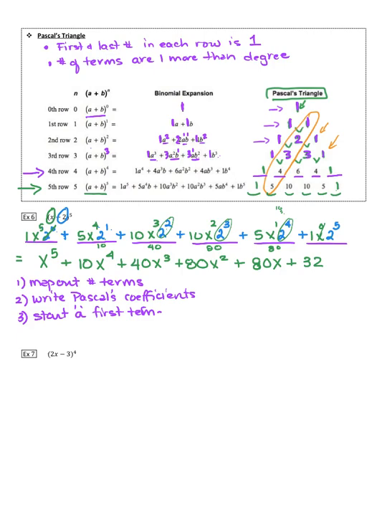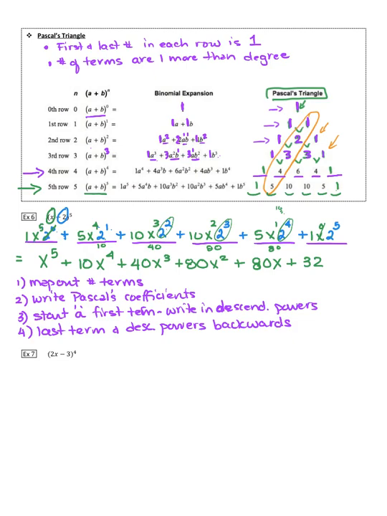you write in descending powers. And then you start with the last term and, I always start at the end and go backwards. And then the last step is simplify everything. So combine all your like terms.